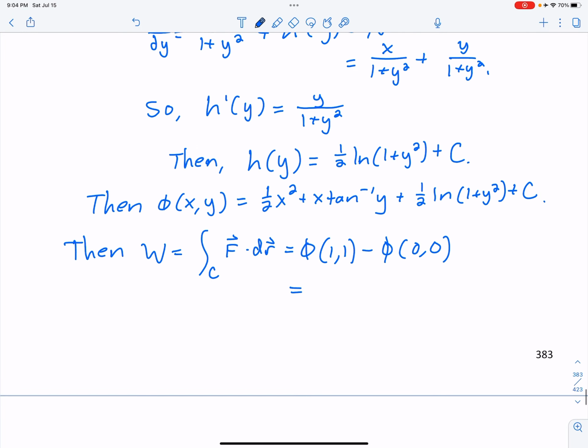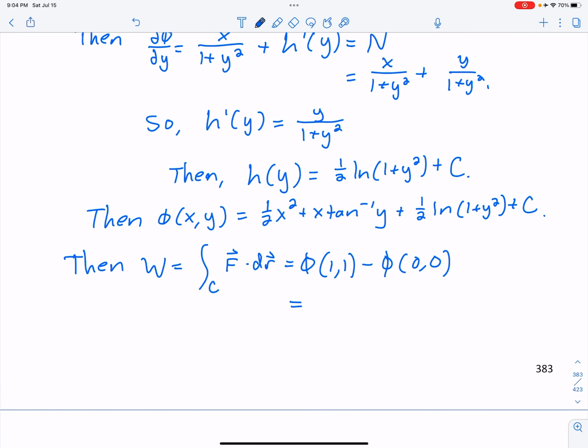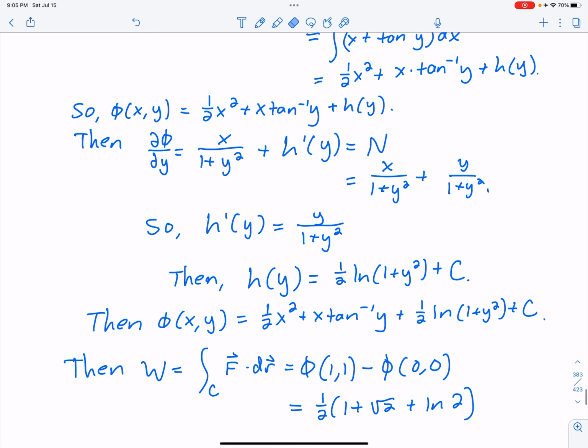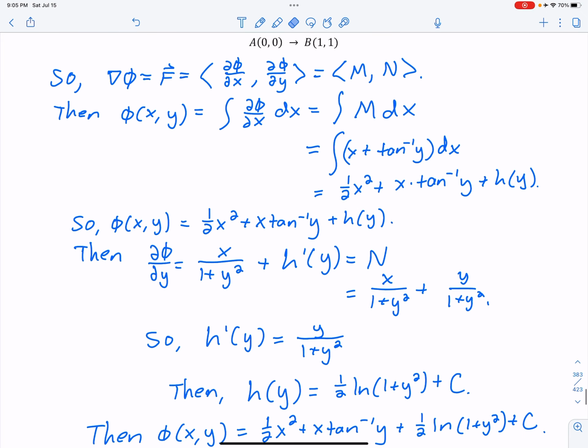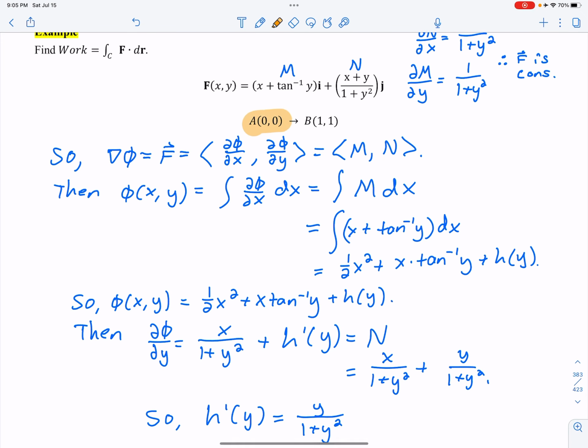Just to help us out in calculation, you just plug 1 in. It actually isn't that bad if you look through it. If you know your inverse tan of 1, which is just pi over 4. So this ends up being 1/2, 1 plus pi over 2 plus ln of 2. All right, so that's work in that conservative vector field. Again, I want to point out that this path didn't matter which way we took. We just went from one point to the other. At no point did we even mention the path besides the initial point and the final point.